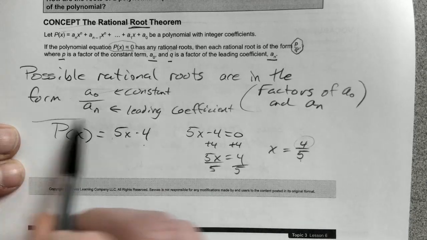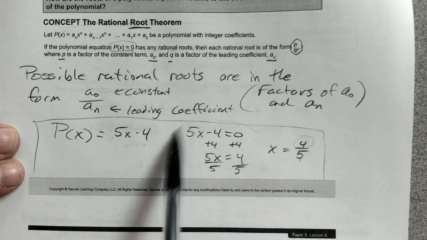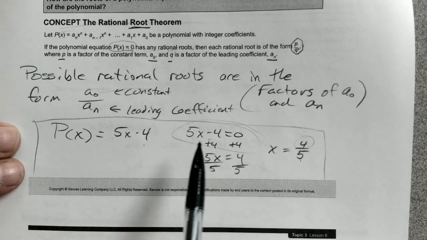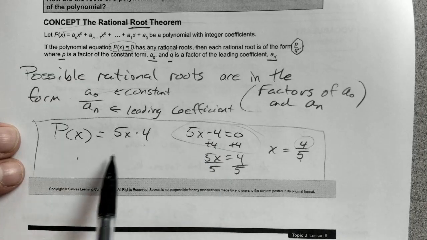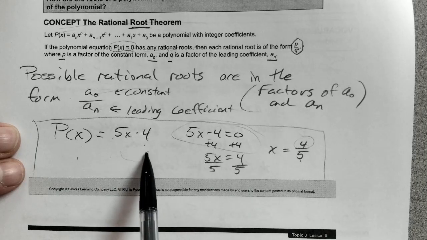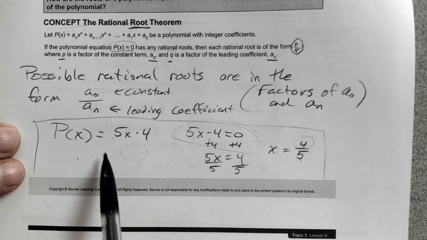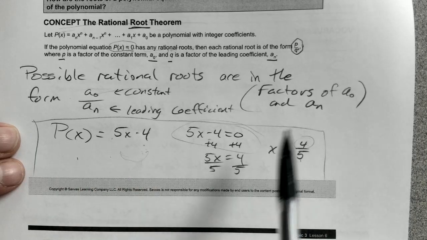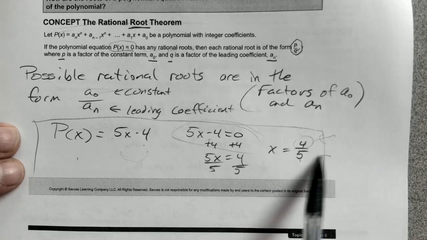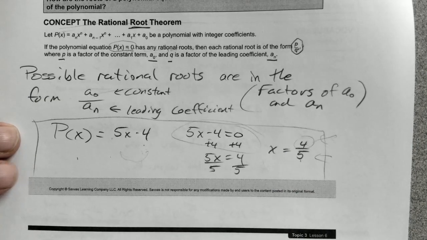So I like to use something simple to help me remember. If I were to set just the leading term and the constant equal to 0 and solve, I would subtract the constant and divide by the leading coefficient. So that's how I know that the constant's in the numerator, the leading coefficient's in the denominator. All right, so let's try this thing out.